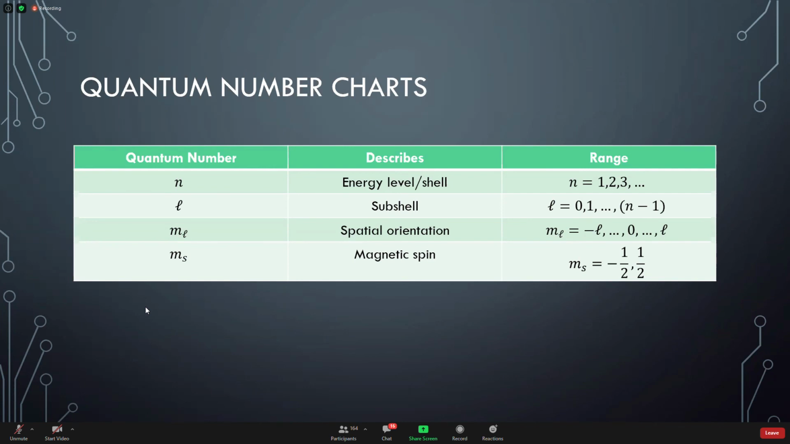Spatial orientation, again, that talks about which of the specific p orbitals you're talking about. So it can range from negative L up to positive L, and again, in integer steps. And then this magnetic spin is negative half or half, and that just talks about which of the two electrons we're talking about.